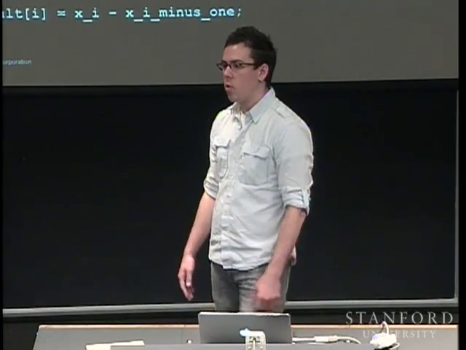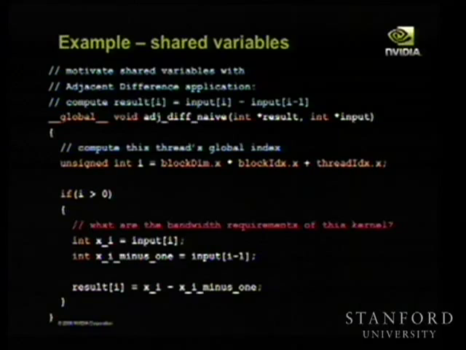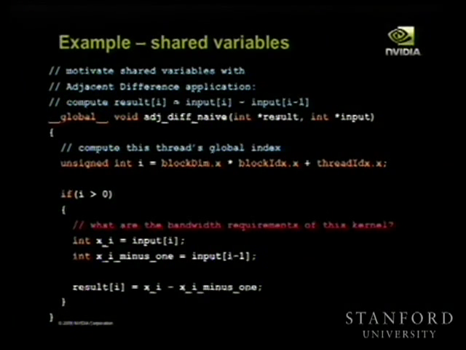What are the bandwidth requirements of this kernel, right? So let's just look at the loads. Let's look at all the loads from global memory that this kernel does. Well, we've got one here, right? We read input of I, and then we read input of I minus 1. So right now we're doing 2 loads from global memory to implement this kernel. We'll ignore the store for a second.